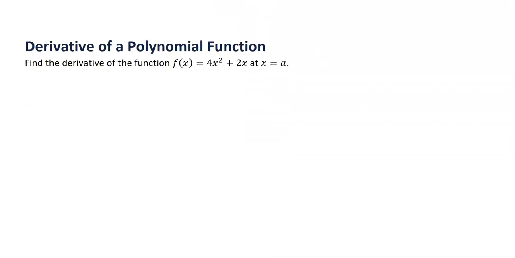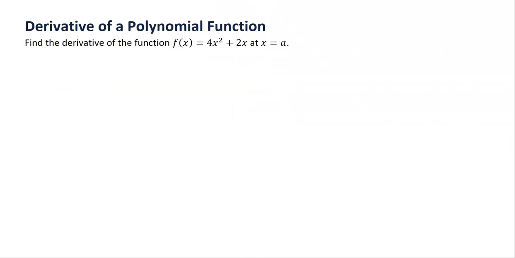Let's find the derivative of a polynomial function. To find the derivative of the function f of x equals 4x squared plus 2x at x equals a. Notice here they use the language derivative, right? That's even better because it's a lot more straightforward. So you're going to find f prime, in this case, f prime of a, because x equals a itself, they didn't give us a value for a. That's fine. We can keep that. It's going to give us an expression in a, which is fine.